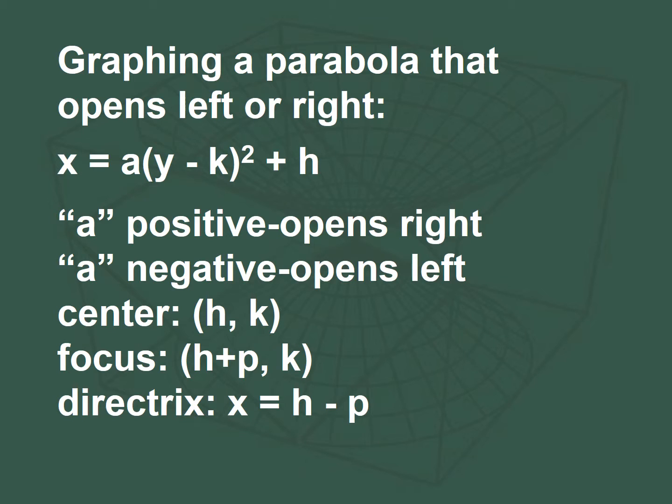Now, we also have parabolas that are not functions, they're just relations, and the reason they're relations is because they're going to open up left and right. And instead of being y equals, they're going to be x equals. So we're going to have x equals a times (y minus k) squared plus h. So very similar to the one that opens up and down. This one's just going left and right.